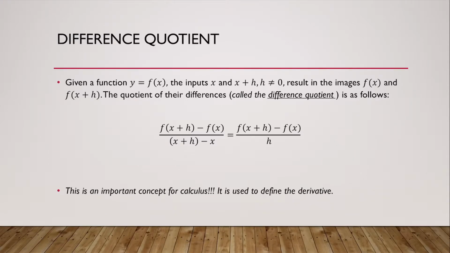So the last thing we're going to talk about in section 1.1 is the difference quotient. Given a function, y equals f of x, the inputs x and x plus h, as long as h doesn't equal 0, so it's a little bit more than x, result in the images of f of x and f of x plus h. The quotient of their differences, also called the difference quotient, is as follows.